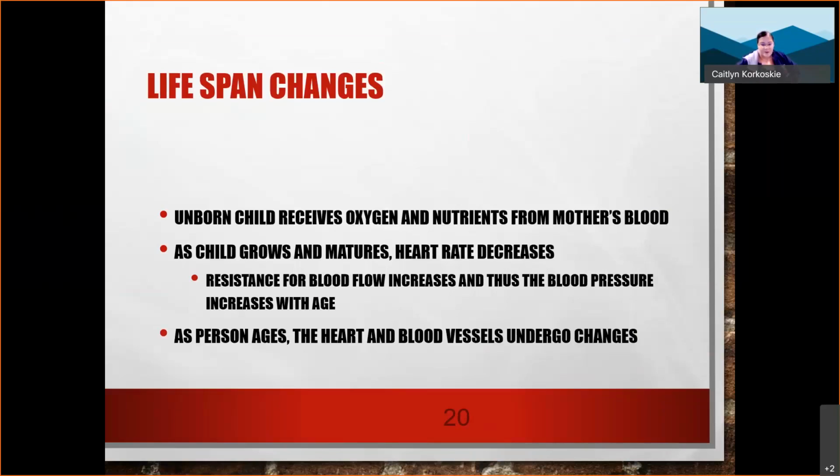As a child grows, their heart rate and blood pressure change. Heart rate is usually higher when they're younger, but blood pressure is pretty low. Then as they age, their heart rate decreases, but their blood pressure rises. That's why it's usually elderly patients, about 65 or older, who are more likely to have high blood pressure. But of course, there are other factors to that as well.